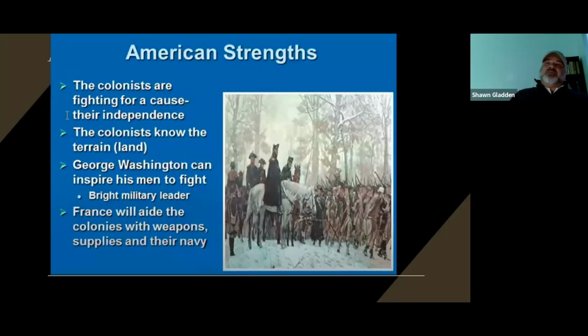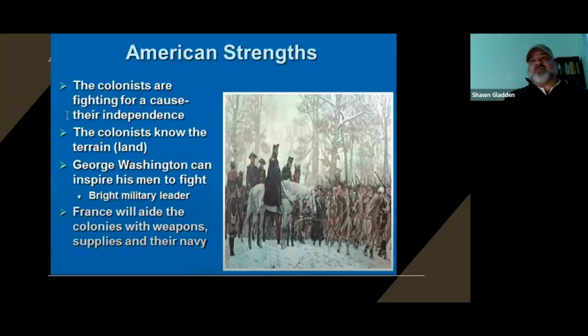As I was saying, the American strengths. This is one of the reasons why the Declaration of Independence is such an important document. Obviously, it's an important document in our history. But what it also is, at the time, is a declaration of what this war was all about. It was something George Washington desperately needed.